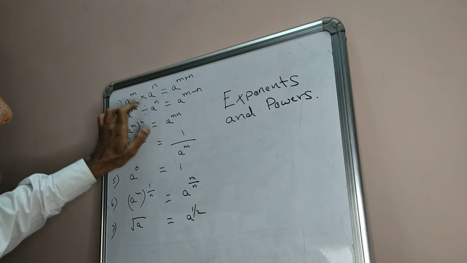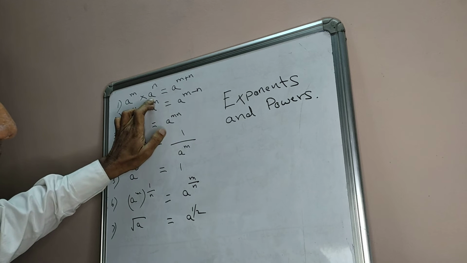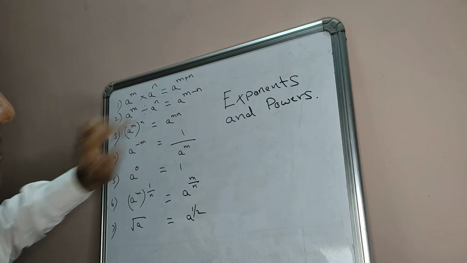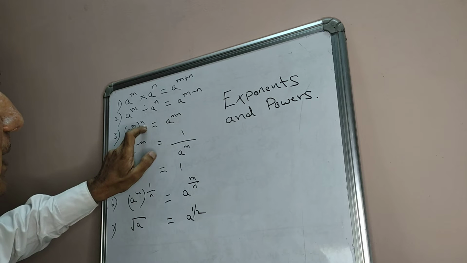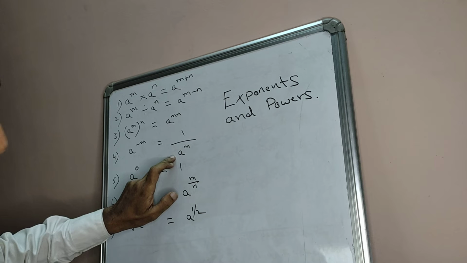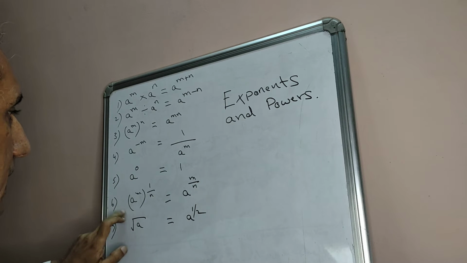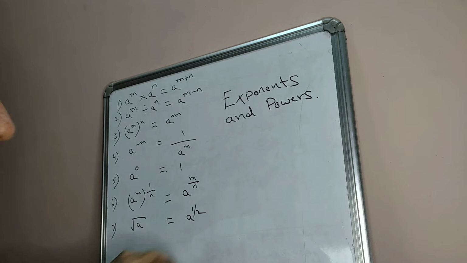So a^m into a^n is equal to a^(m+n). Bases are the same, exponents are different, exponents get added when multiplied, and in case they are divided, subtracted. (a^m)^n is a^(mn). a^(-m) is 1 by a^m. a^0, anything to the power of 0 is always equal to 1. (a^m)^(1/n) is a^(m/n). Root a is equal to a^(1/2). So these are the 7 laws which govern this chapter.